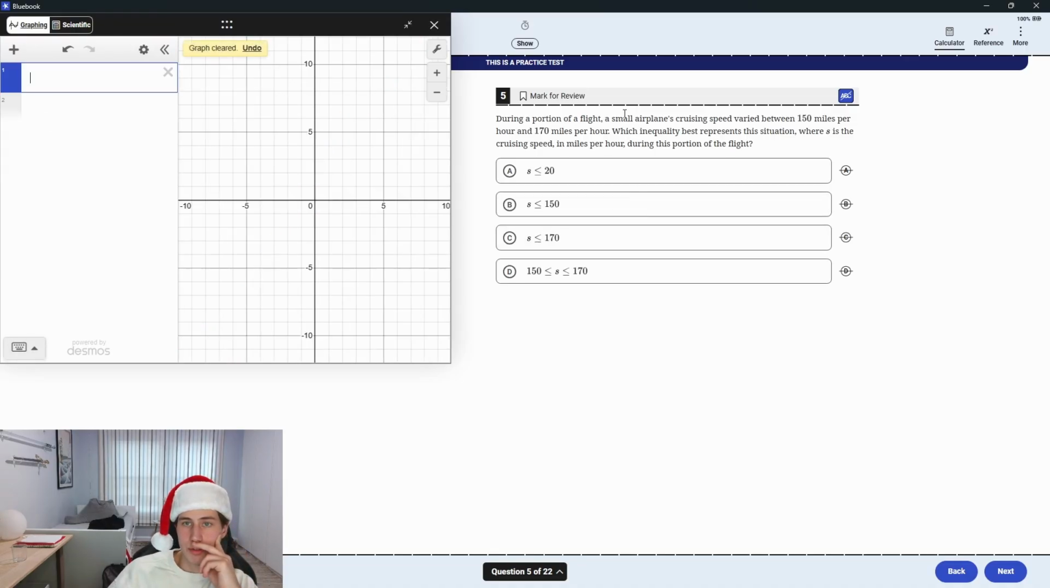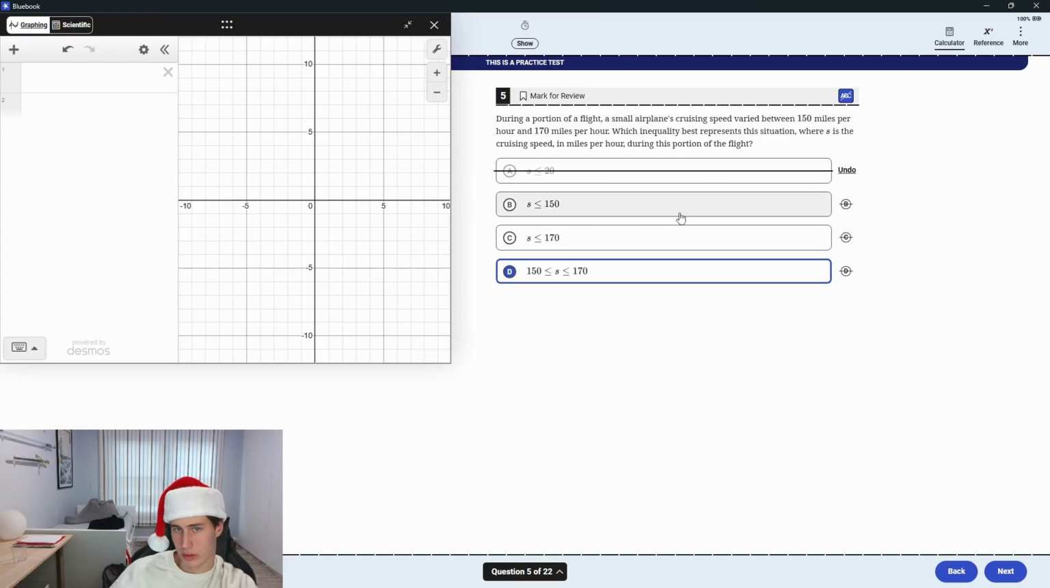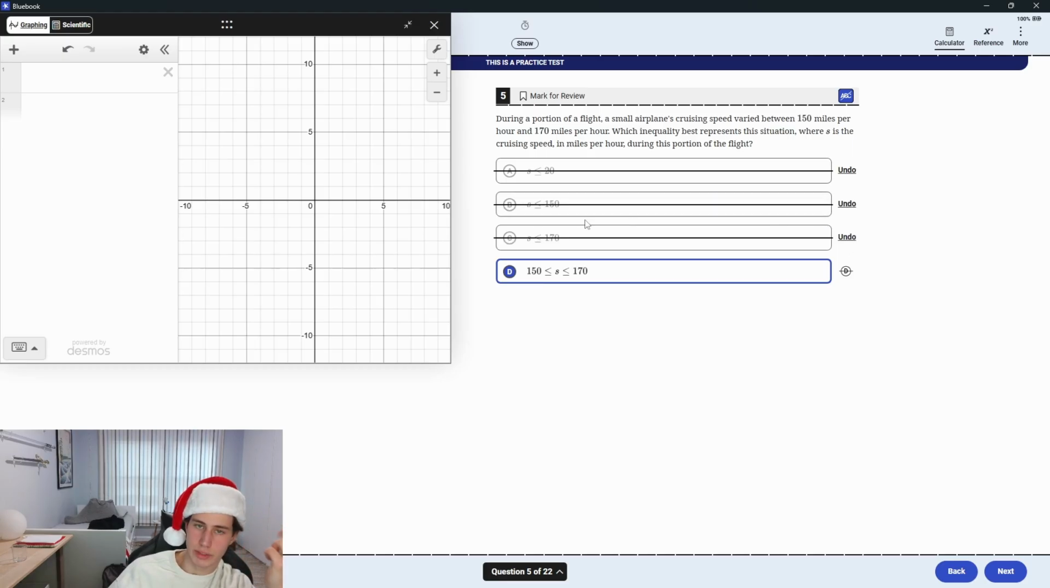During a portion of a flight, a small airplane's cruising speed varied between 150 miles per hour and 170. Which inequality best represents the solution? So it's anywhere between 150 to 170, so the only possible answer choice is D. It doesn't talk about 20. Less than or equal to 150, no. Less than 170, yes, but they're forgetting about the 150, so D is the only possible answer choice.